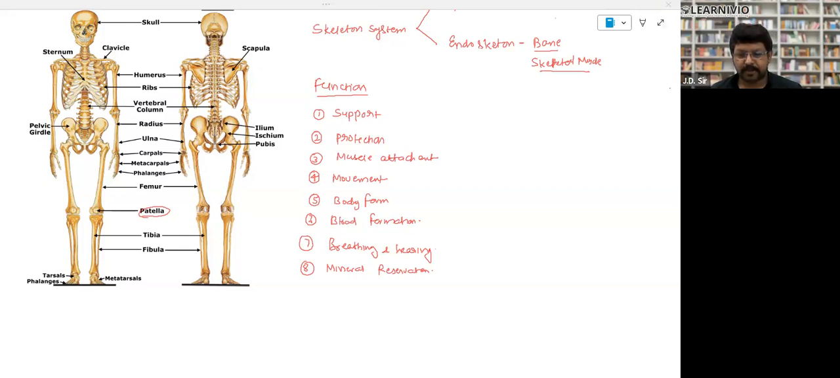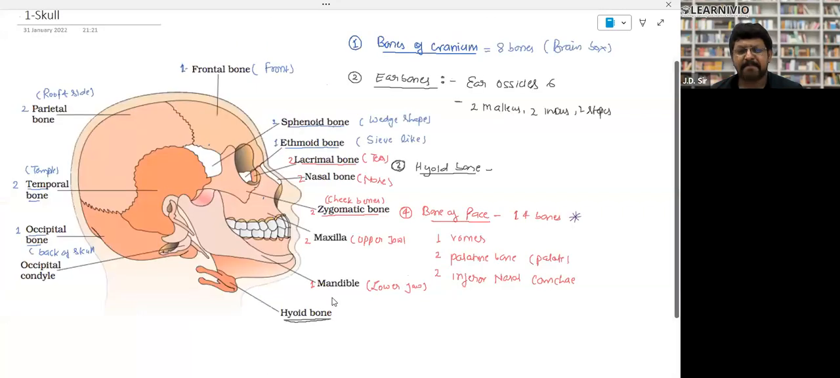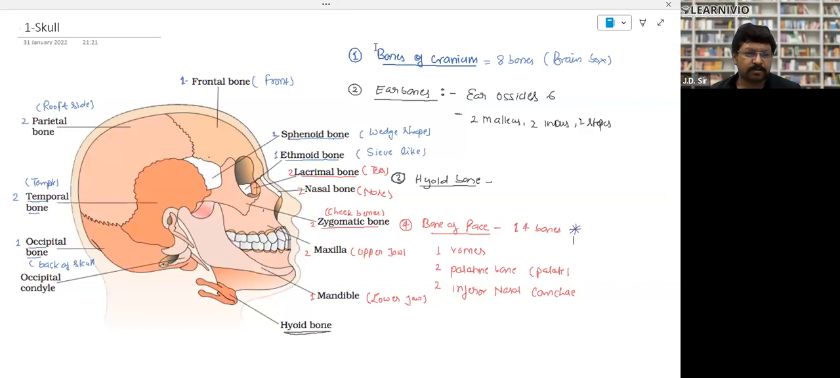Come to the first part. The most complex questions, and the maximum number of questions which I have seen, are from this skull part. They are really very confusing. Like where the ethmoid bone is found, that is a question. Lacrimal bone, that is a question. How many bones make our cheeks? Which of the following is cheek bones? How many bones make the face?